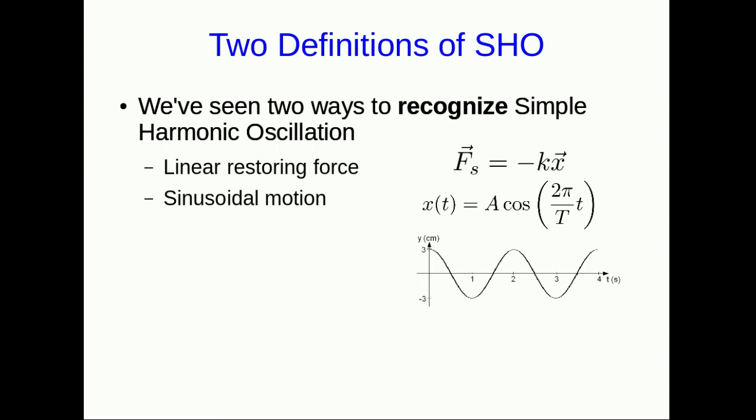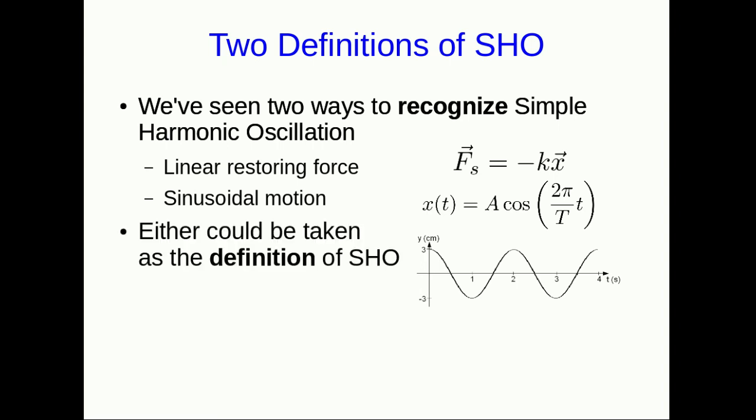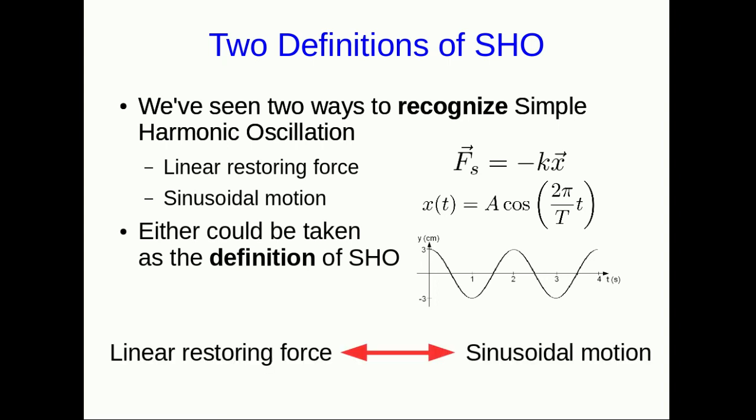And the presence of either of these, a linear restoring force or sinusoidal motion, means that what you are dealing with is simple harmonic oscillations. You can take either one of these as a definition of it. And you can show, we haven't really shown, you need some calculus to do it, that the one implies the other. If you see a system and you analyze it and find that it has a linear restoring force, then you can bet your boots that when you look at its position versus time, it's going to be sinusoidal. And likewise, when you see sinusoidal motion, you can bet that the culprit responsible for that sinusoidal motion is a linear restoring force.